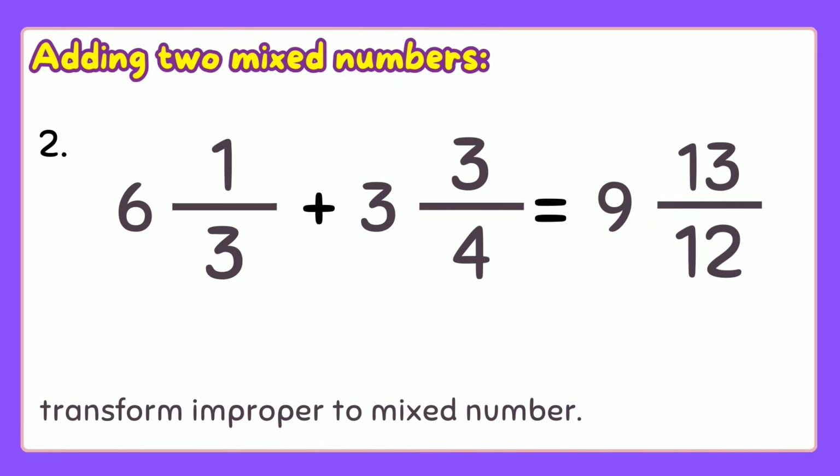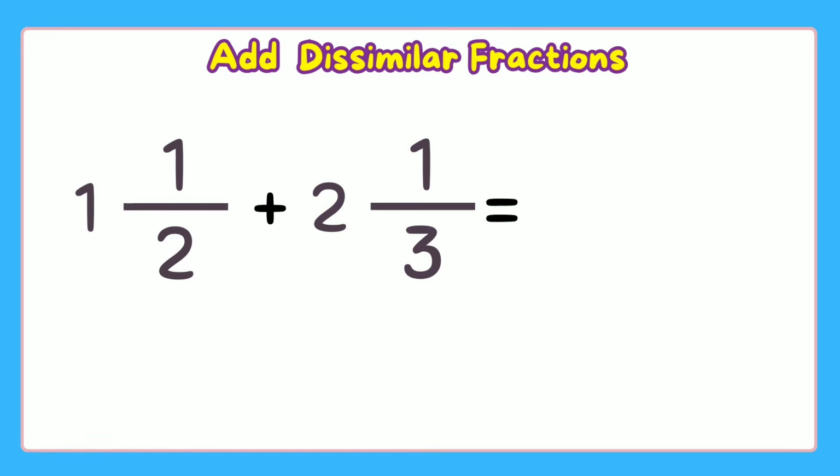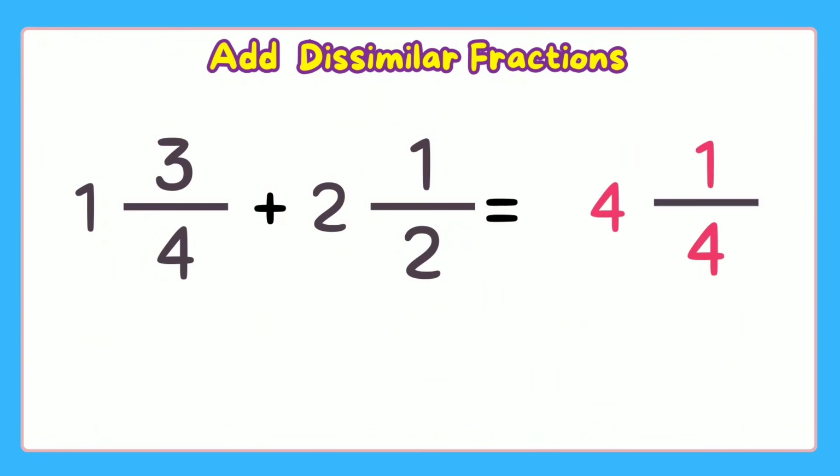Since 13/12 is an improper fraction, we will transform it into a mixed number. So 13/12 will become 1 and 1/12. Because 13 divided by 12 is 1, remainder 1, and then let's add the whole numbers to get the final answer. 9 plus 1 is 10, and then add 1/12. So the final answer is 10 and 1/12. Let's try. 3 and 5, 6. 4 and 1/4.